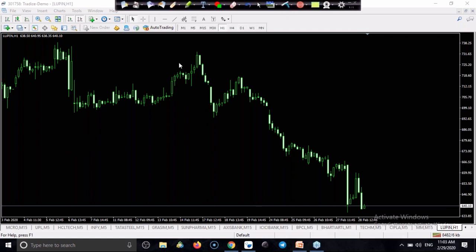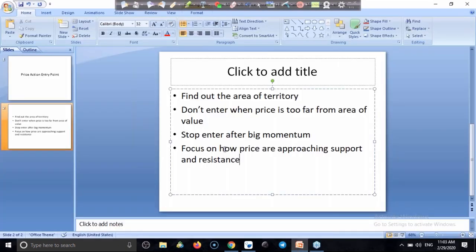So in this video, I'll discuss how to find out the area of territory. When we are going to use the price action method, at that time we must find out the area of territory. Step by step, I'll explain what is called an area and how to avoid trading in that area. Most people are entering in this area and finally the price goes against their trade.